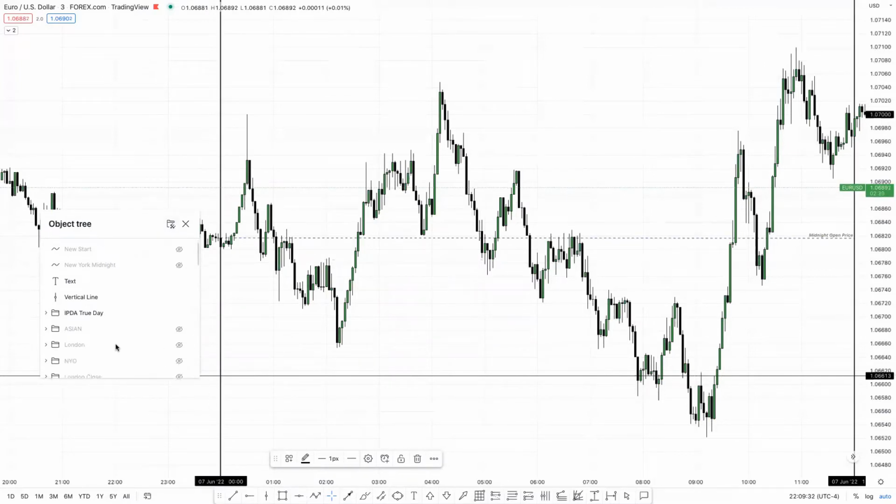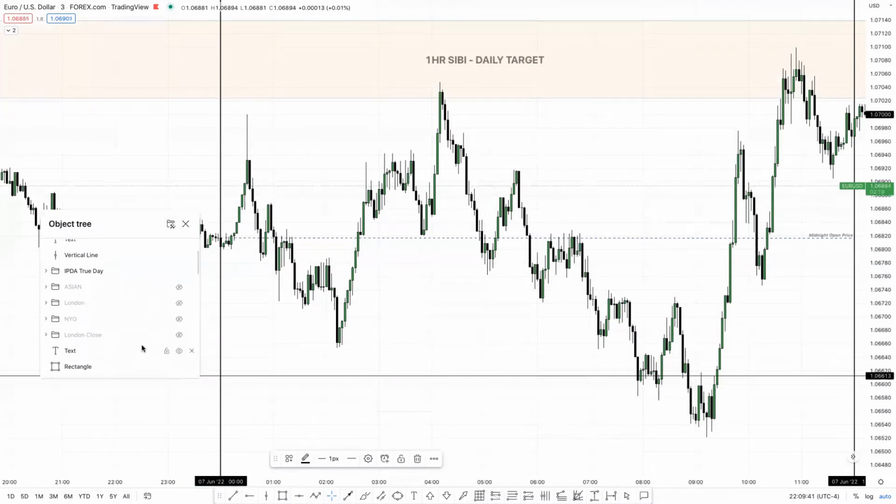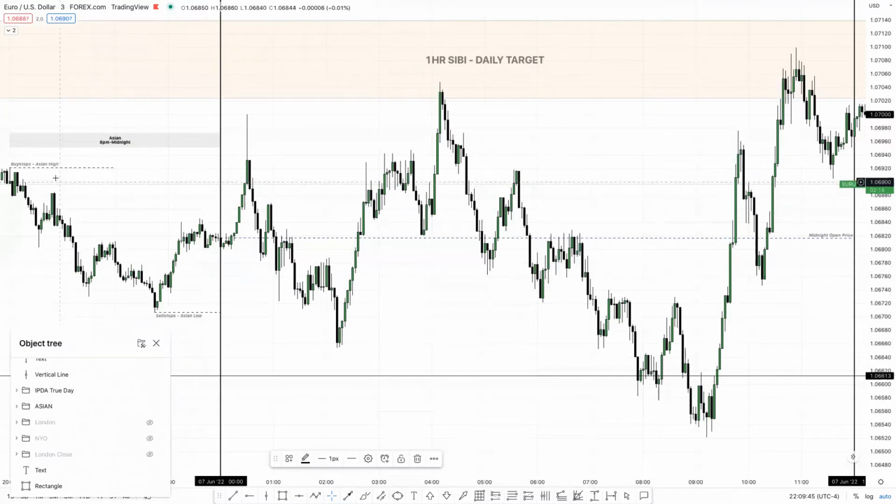Okay, the next thing we want to do is go ahead and put that 4 hour fair value gap, which we find on the 1 hour. And this is our daily target. Okay, so we understand that. Next we want to put our Asia session there. We have our buy stops, our sell stops. This acts as an accumulation period to set up for London.